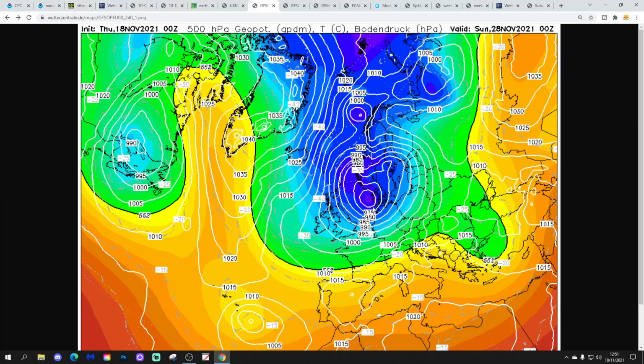So it's all going on now with that low. That would really sort of blow away the cobwebs with severe gales, heavy rain, heavy snow. You name it, it would be happening with that area of low pressure.